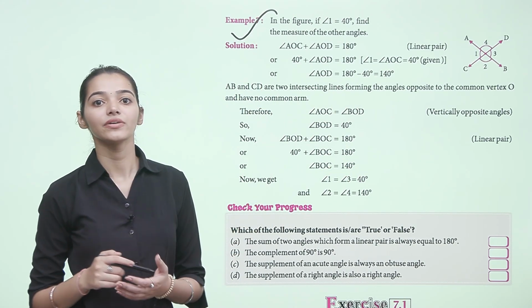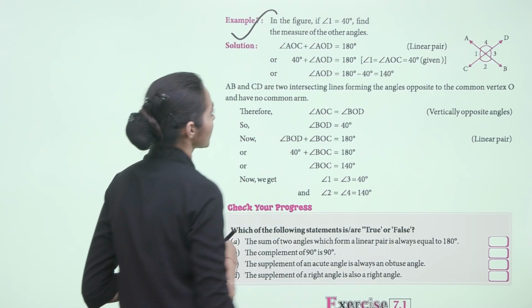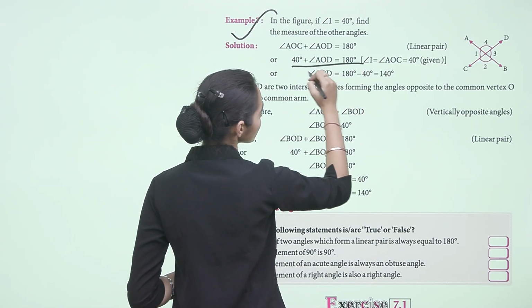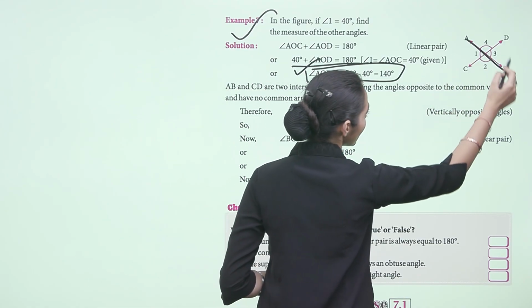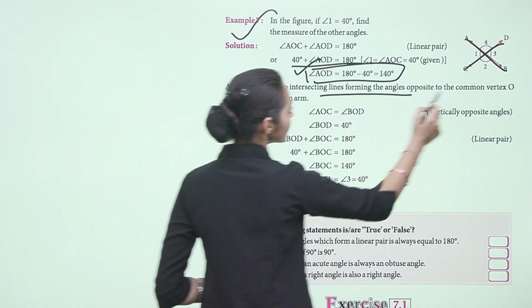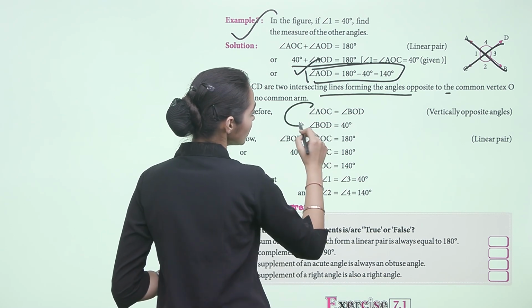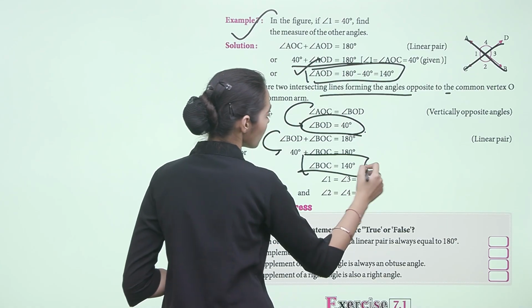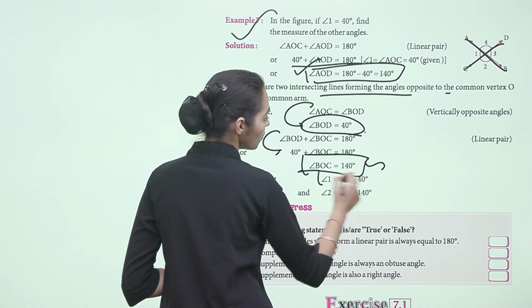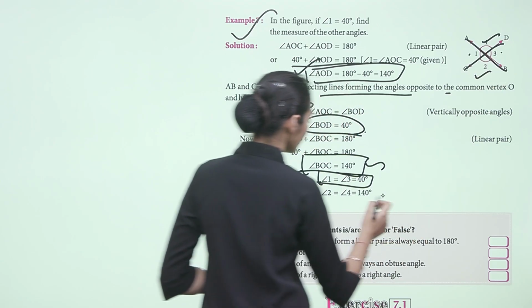Now example number 7. In the given figure, angle 1 is 40 degrees, and we have to find the measure of the other angles. We know that they form a linear pair, so AOD is 140 degrees. We know that AB and CD form angles opposite at the common vertex O, so they are vertically opposite. So angle BOD is equal to 40 degrees, and by the linear pair BOC is 140 degrees.